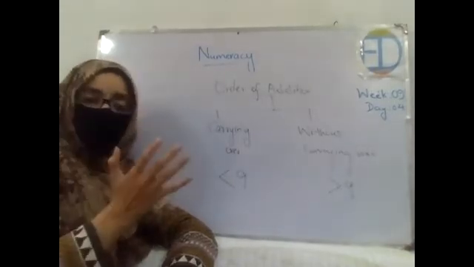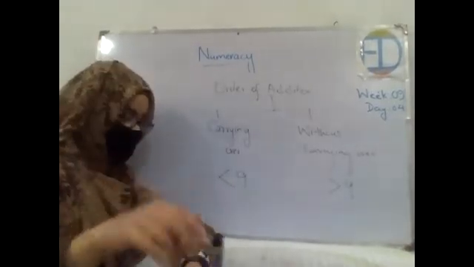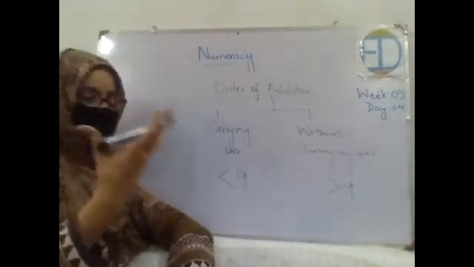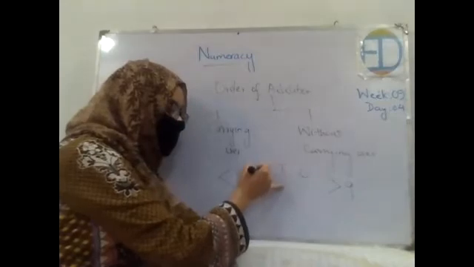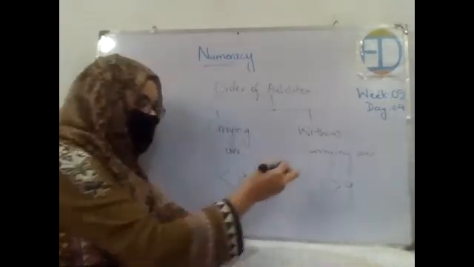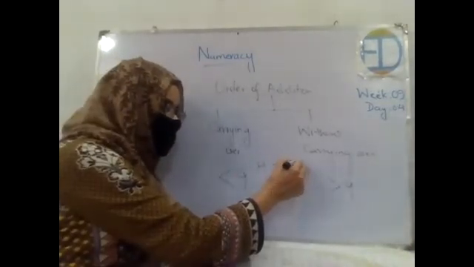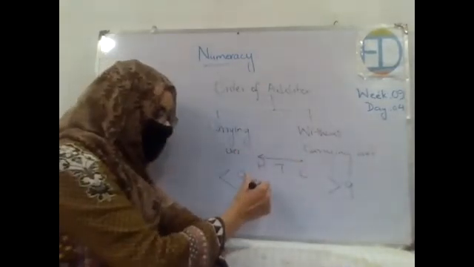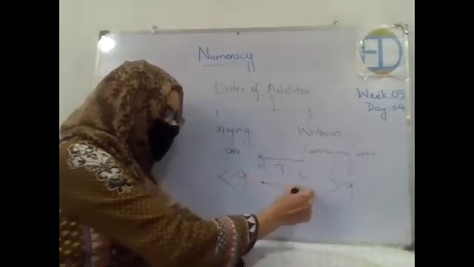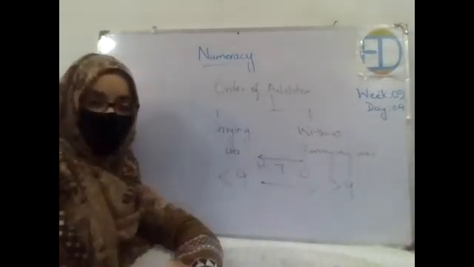Now what is the order of addition? There are two orders as well. Let's say it's a three digit number. So you will be writing the place values as ones, tens, and hundreds. Now there are two orders. One is that you start from the ones column and then you move toward the hundreds column, and the second order is that you start from the hundreds column and you move toward the ones column.